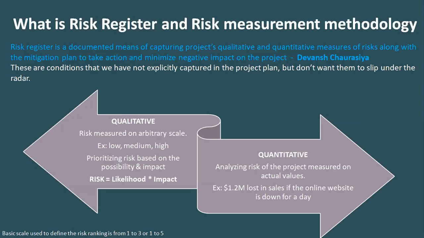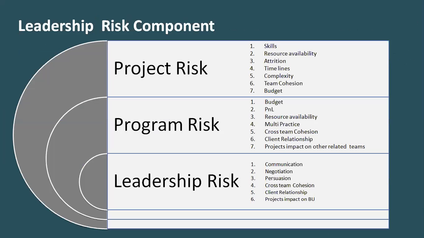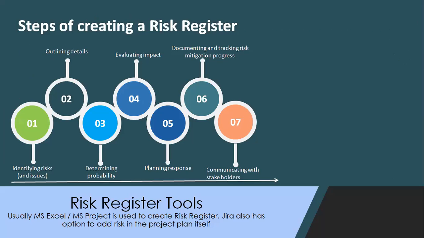Risk mitigation we discussed. Qualitative and quantitative ways, and what the risk register is. I'm not going to give the definition again. Components of the risk register, I'm sure you know by now. Leadership risk is a very important part. Steps to create a risk register: identify the risk, write the description, what's the probability, how much damage it will do, how do we create our risk response strategy, like what is the mitigation plan, have we documented it, and how are we communicating with the stakeholders, because sometimes stakeholders will tell you what to do and what not to do.